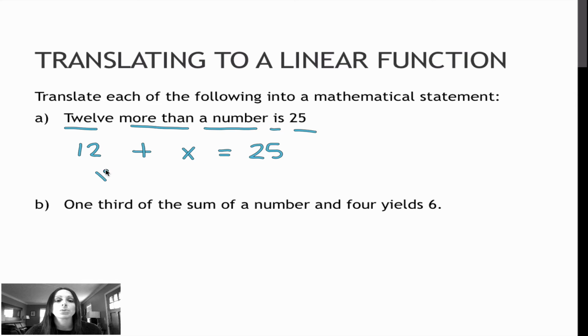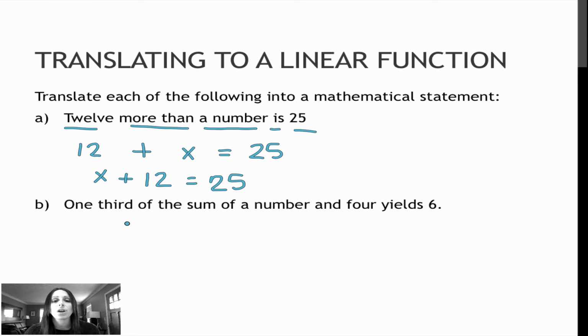Now, you could also write this one as x plus 12 equals 25, and that would actually be a little bit more correct because it's 12 more than a number. But really with addition, it doesn't matter what order you add in. With subtraction and division, you really have to be careful, but addition and multiplication, not quite as careful. Let's try the next one.